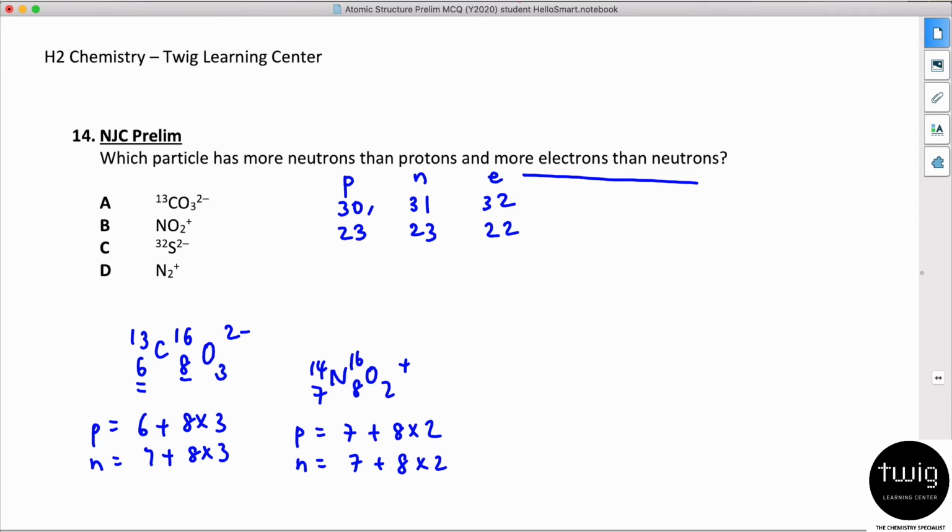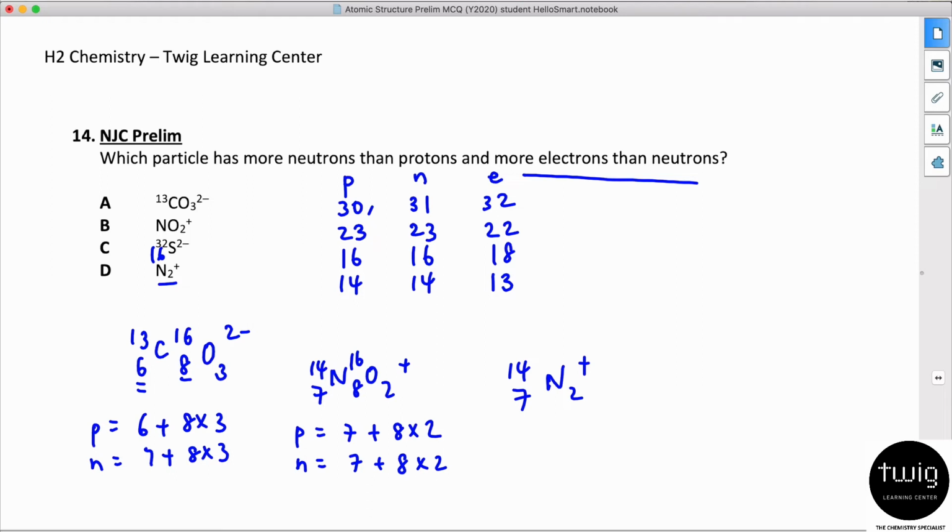So sulfur, the proton number is 16. It will have 16 protons, 16 neutrons, and since it's 2 minus, it must have 18 electrons compared to the protons. All right, so N2 plus, we take it to be 14, 7. So number of protons altogether will be 14. Neutrons altogether, 14, and electrons, since it's a plus, I think it should have 13 electrons.